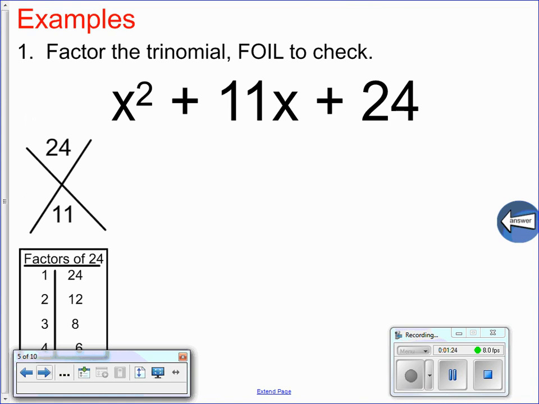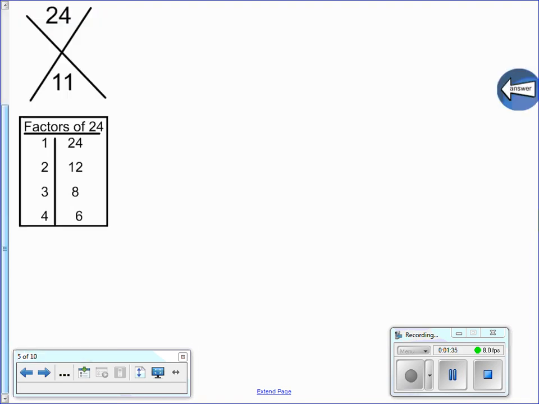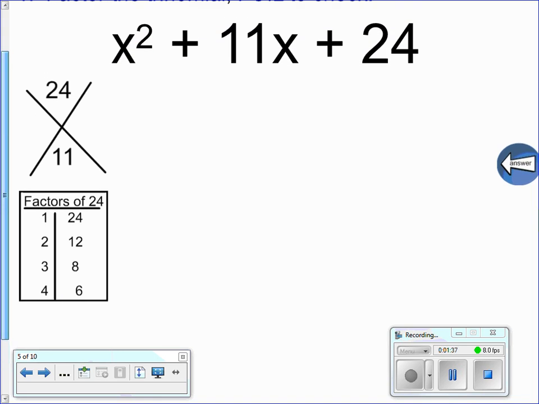Okay, so we factor the trinomial and then we check our answer. What two numbers multiply together to equal 24 and add together to equal 11? I put here our factors of 24: 1 and 24, 2 and 12, 3 and 8, 4 and 6. When I add these, that equals 25. When I add these, it's 24. When I add these, it's 11. And when I add these, it's 10.